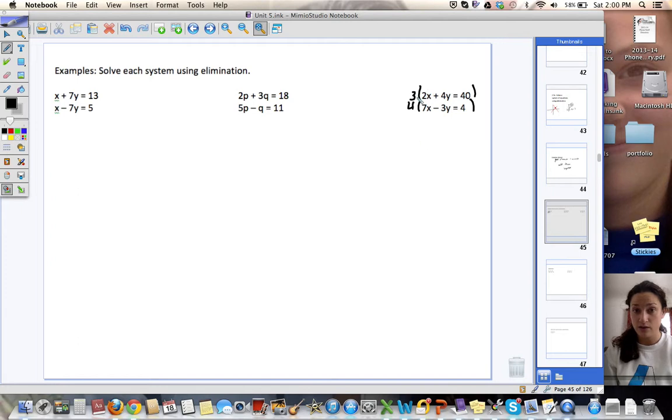So my new top one, 3 times 2 is 6x plus 12y equals 40 times 3 is going to be 120. And then when I do the bottom one, 4 times 7 is 28x. 4 times a negative 3y is a negative 12y. 4 times 4 is 16. So now I can add these because here's my two numbers that will be eliminating my y. I'm eliminating the y.